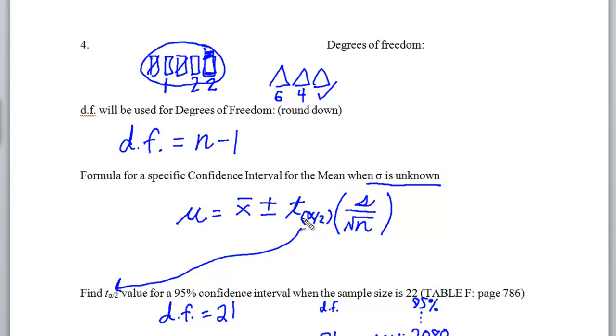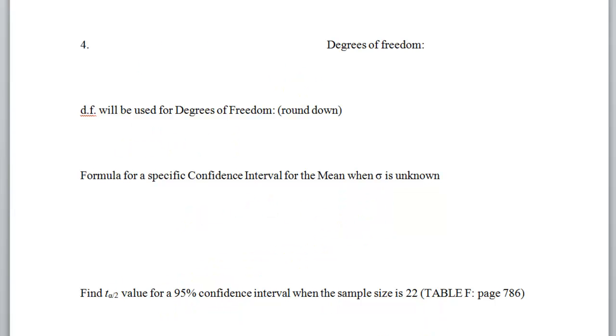And so you might want to pause if you need to copy this down. I'm going to move to the next part of our work here, which is going to be our examples.